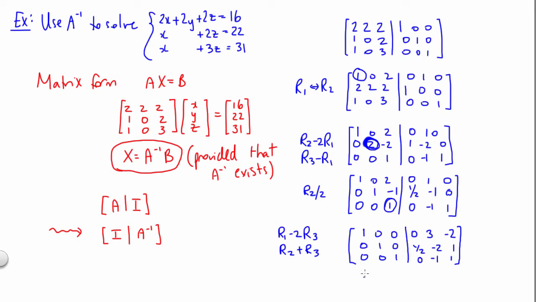So we've now created the identity matrix on the left-hand side, and that tells us that this matrix sitting right here is A inverse. It's the inverse of our original matrix A. So we'll use this A inverse together with this formula here that we wrote down previously to now solve our system. We said earlier that X is equal to A inverse B. That's provided that A inverse exists, which it does in this particular problem.